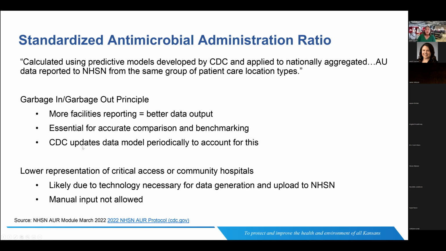Unfortunately, I think right now there's a low representation of critical access and community hospitals. I think there's a lack of representation of some of our more common patient care locations. Not everywhere is going to have access to a teaching hospital or whatever. And so we need more sites reporting.